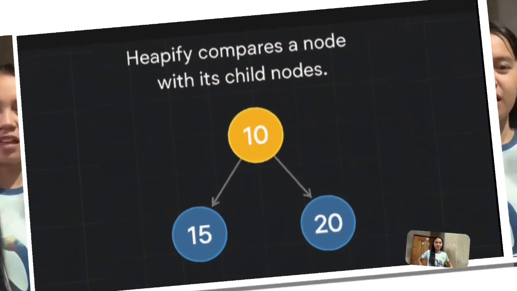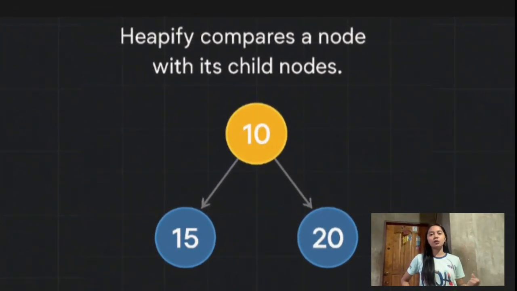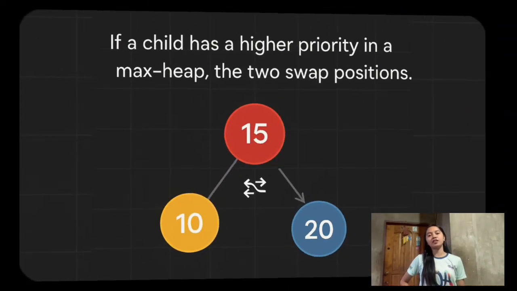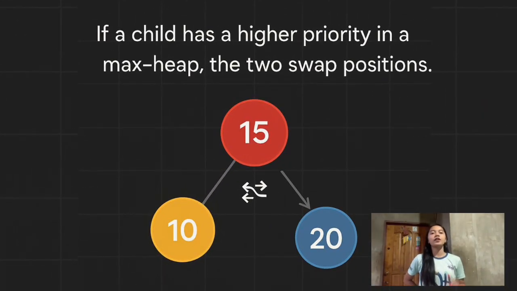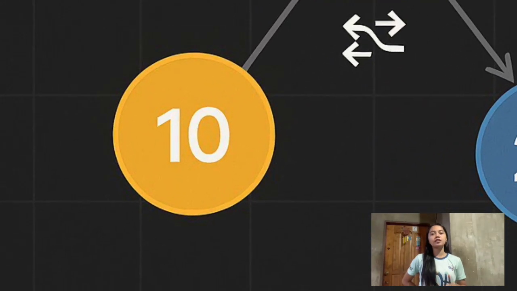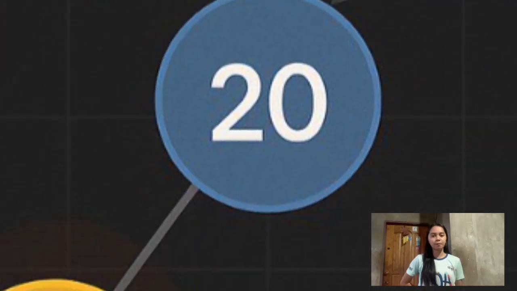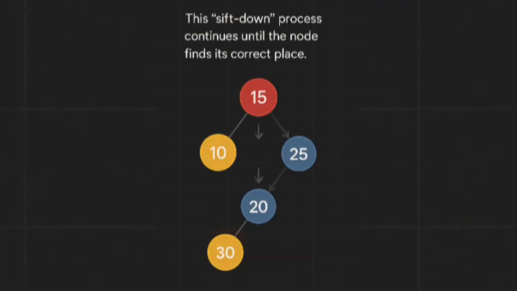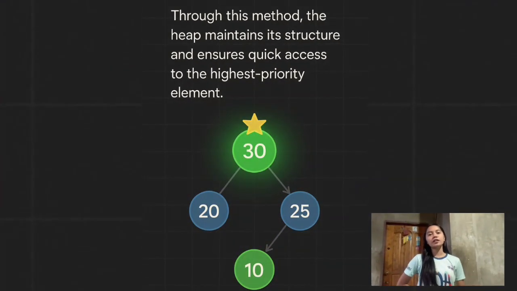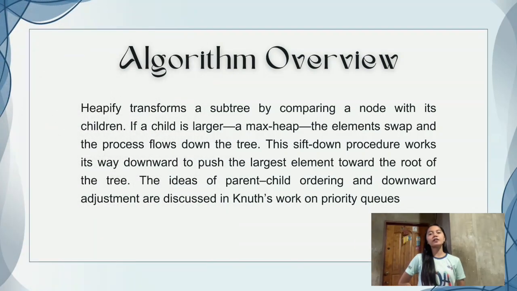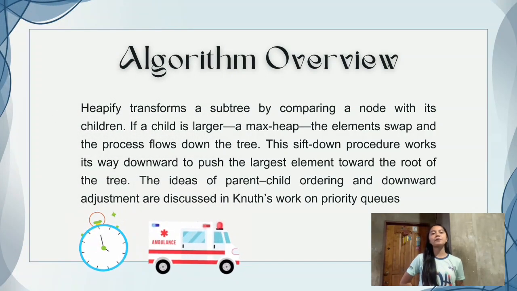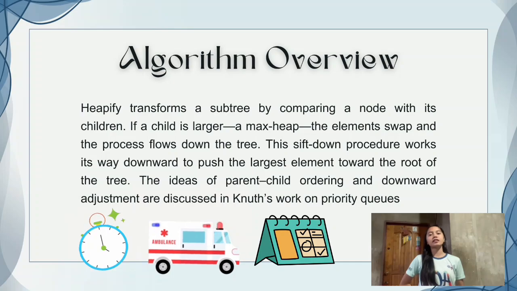I am Semini and I will explain how Heapify works. Heapify compares a node with its child nodes. If a child has a higher priority in a max heap, the two swap positions. This shift down process continues until the node finds its correct place. Through this method, the heap maintains its structure and ensures quick access to the highest priority element. This behavior is what makes heaps suitable for real-time applications where priorities constantly change.